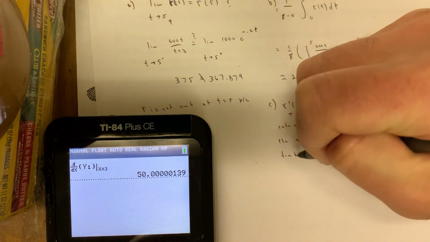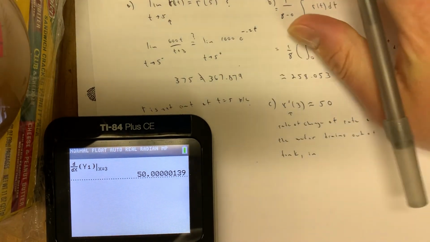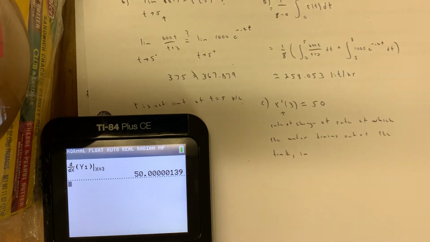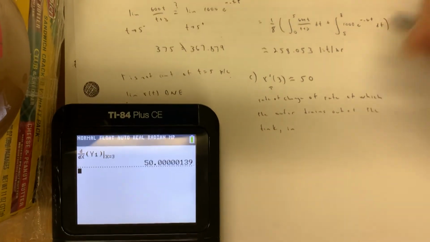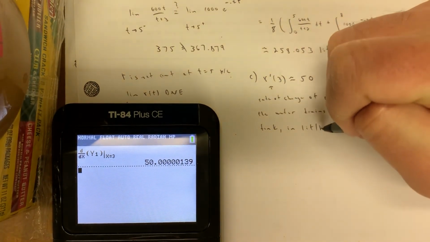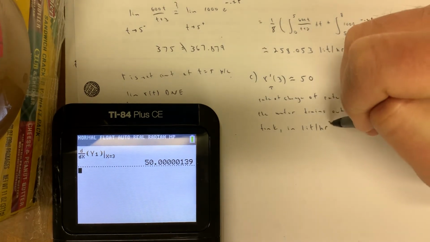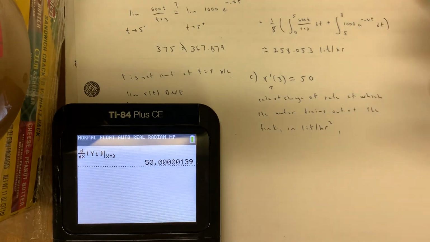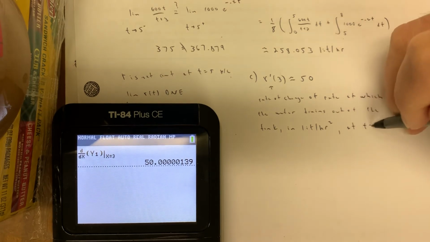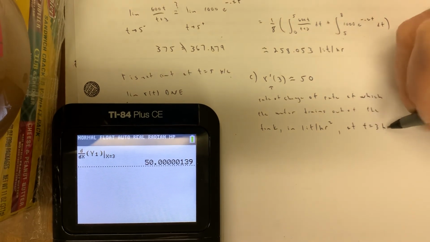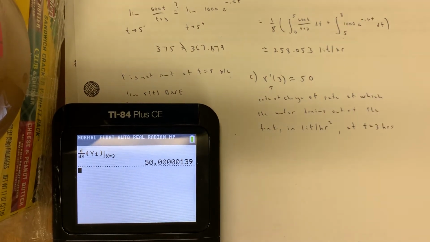Make sure you put your units in. It's the rate of change of the rate at which the water drains out of the tank. The rate at which the water drains out of the tank is liters per hour, but we're taking the derivative of that with respect to hours. That's why it's liters per hour squared. Then don't forget to say at t equals 3 hours. It's really the end of the third hour. That's good, okay? That explains it in the context of the problem.